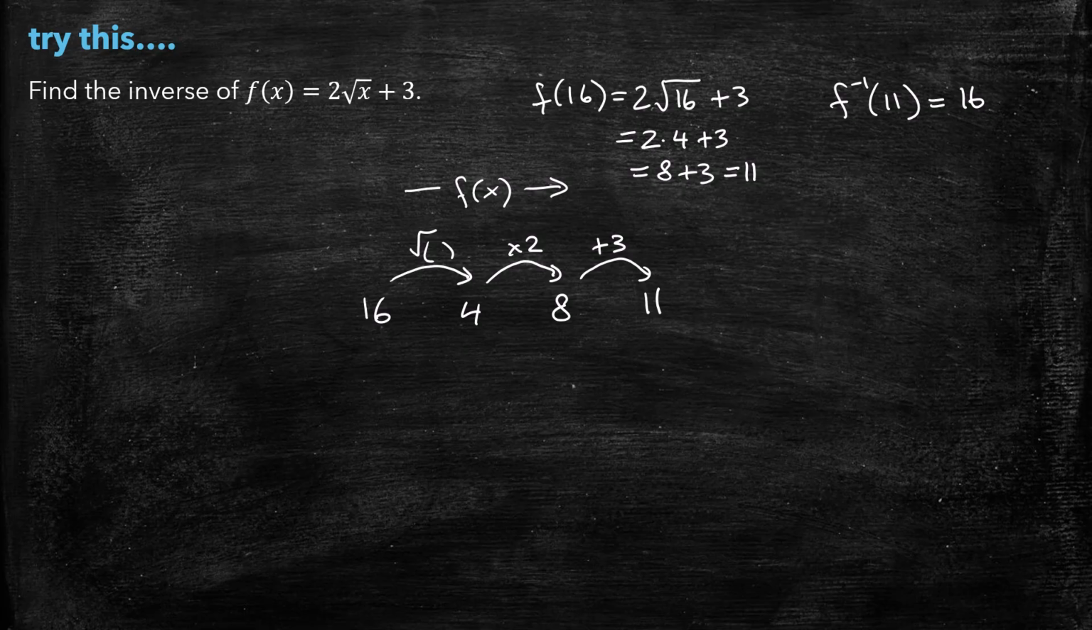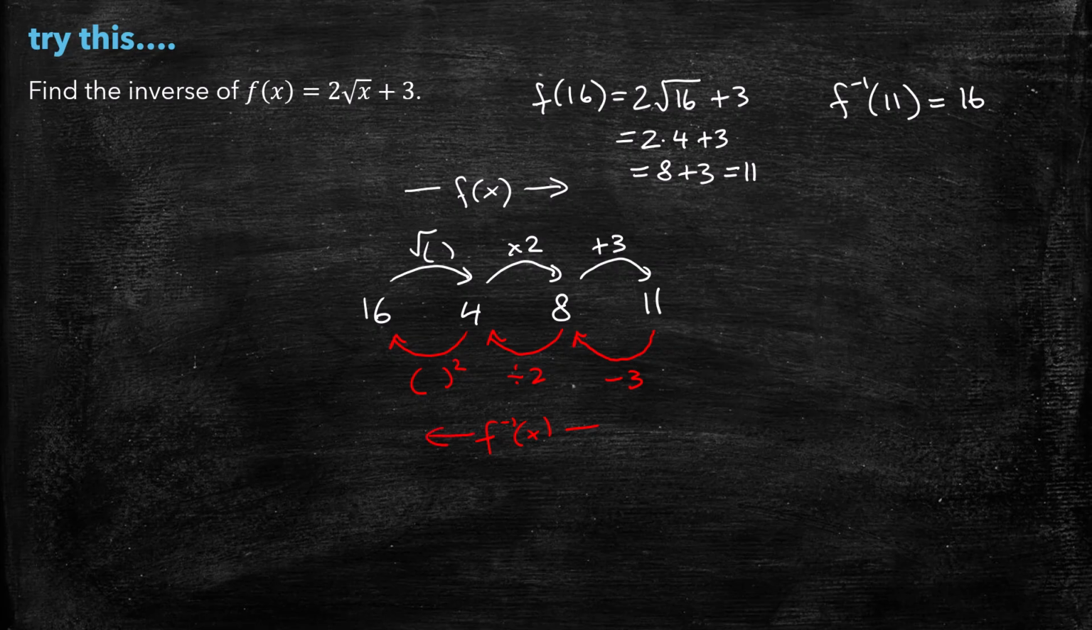So the last thing we did was add 3. To get back from 11 to 8, we have to do the inverse of that, which is subtracting 3. To get from 8 to 4, the inverse of multiplying by 2 is dividing by 2. And the inverse of square rooting is squaring. And so this is going to be f to the minus 1 of x going in that direction.